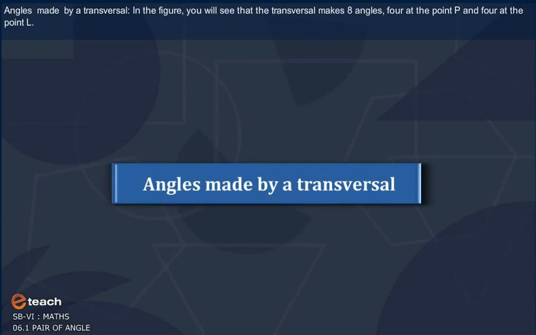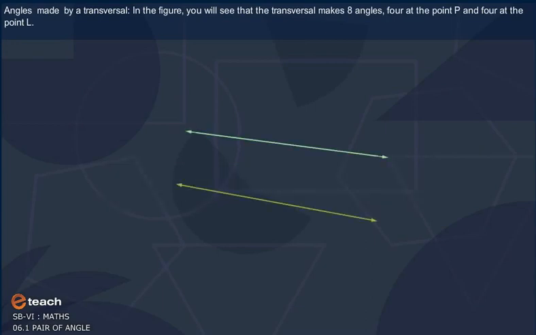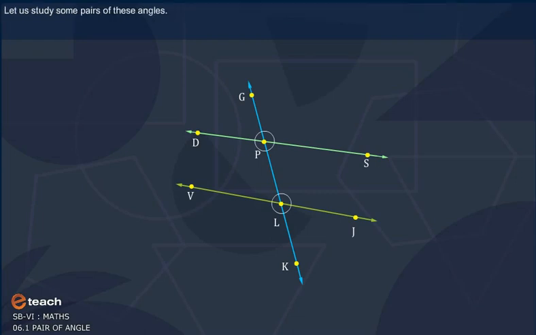Angles made by a transversal. In the figure, you will see that the transversal makes 8 angles, 4 at the point P and 4 at the point L. Let us study some pairs of these angles.